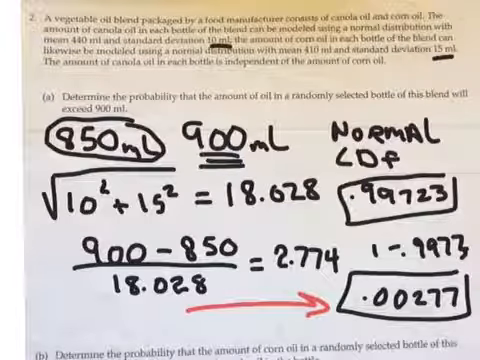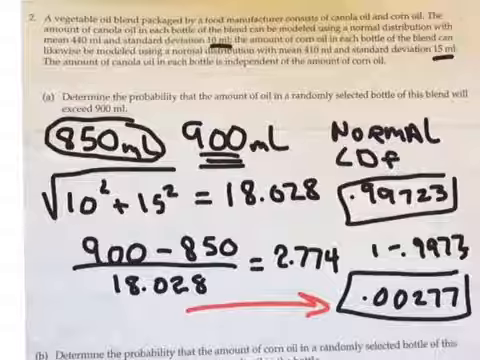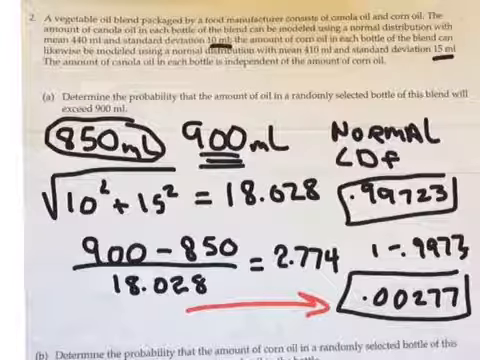Okay, now let's do this letter B. Okay, let's start this one. Determine the probability that the amount of corn oil in a randomly selected bottle is in this blend is greater than the amount of canola oil.